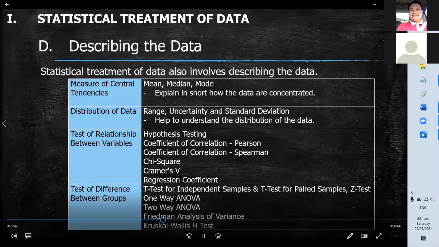For test of relationship between variables, there's hypothesis testing, Pearson coefficient of correlation, Spearman coefficient of correlation, chi-square, Cramer's V, regression coefficient. And to test the difference between groups, there's t-test, one-way ANOVA, two-way ANOVA, Friedman analysis of variance, and Kruskal-Wallis H-test. Most of this will be discussed in detail in succeeding reports.